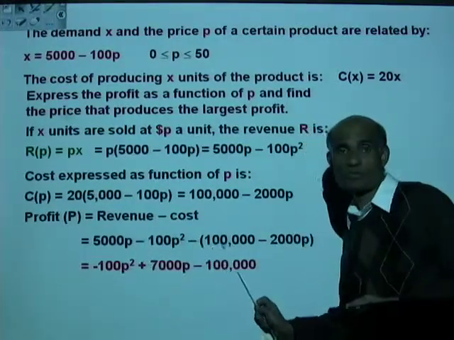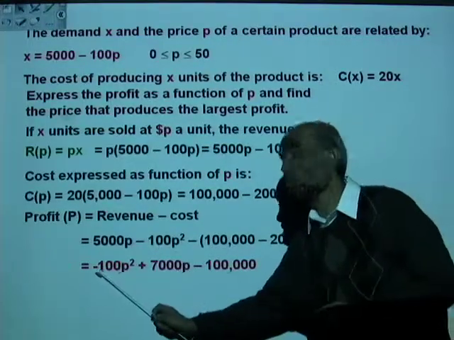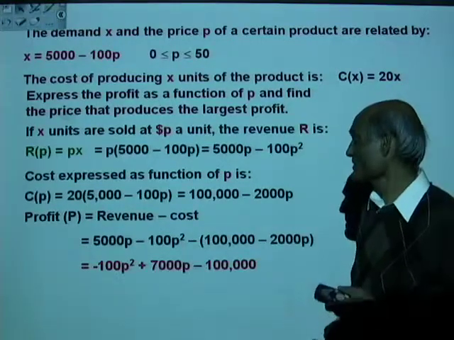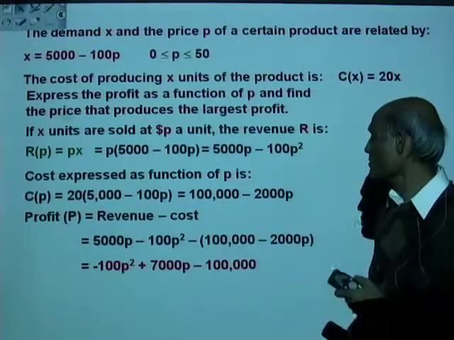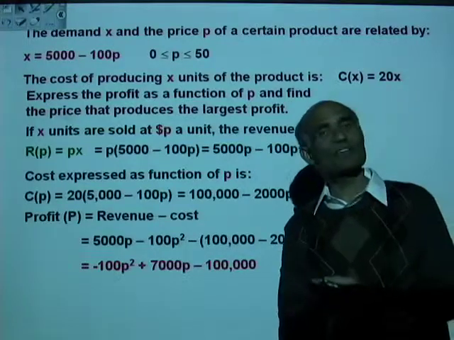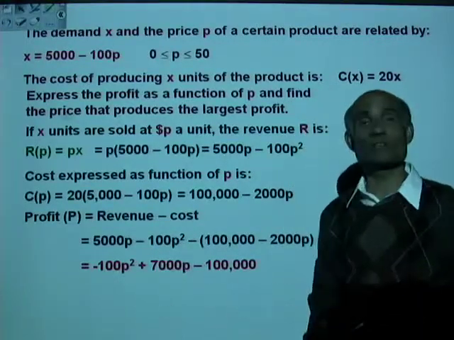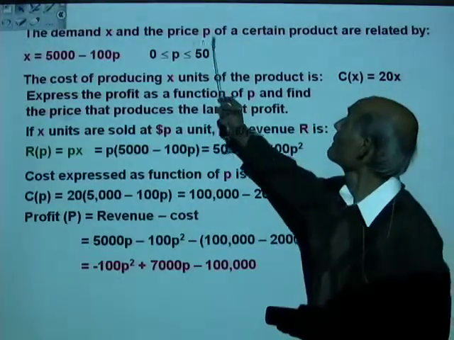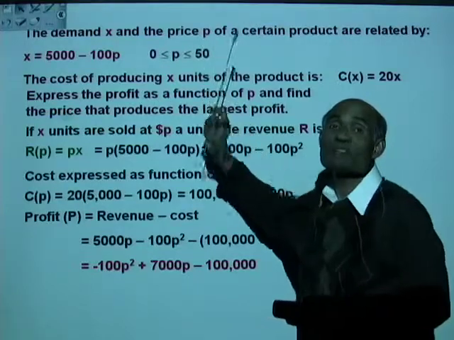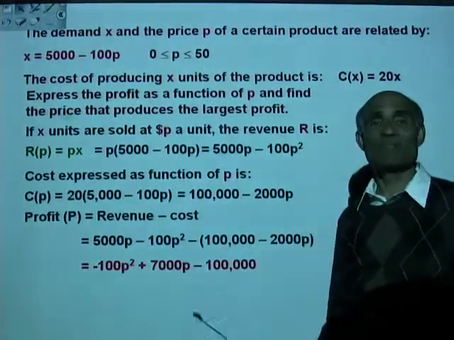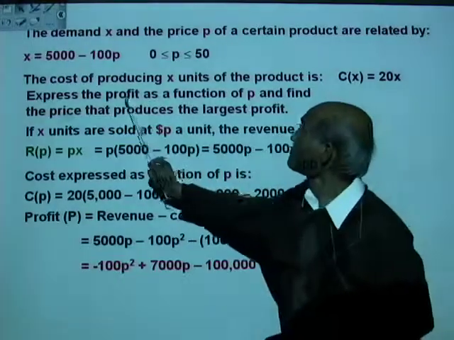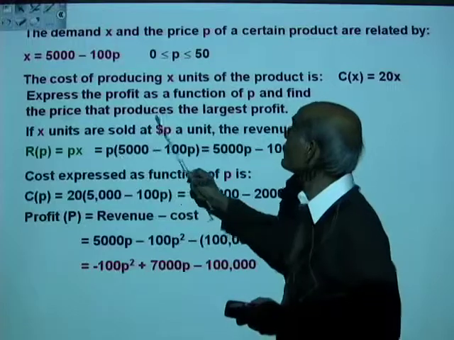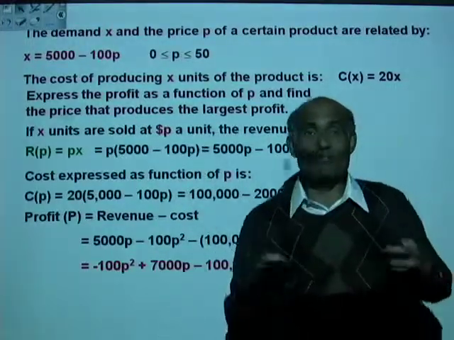Well, you distribute and then combine like terms, you come up with this. Negative 100p squared plus 7000p minus 100,000. This is the profit function as a function of p. What does p stand for? P is the price per unit. That's right. Now, what's the question? Express profit as a function of p, which we did, and find the price that produces the largest profit.